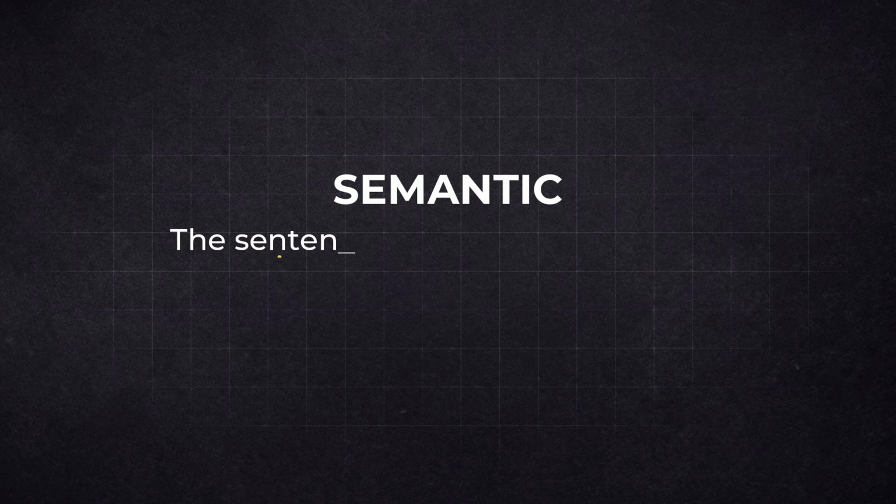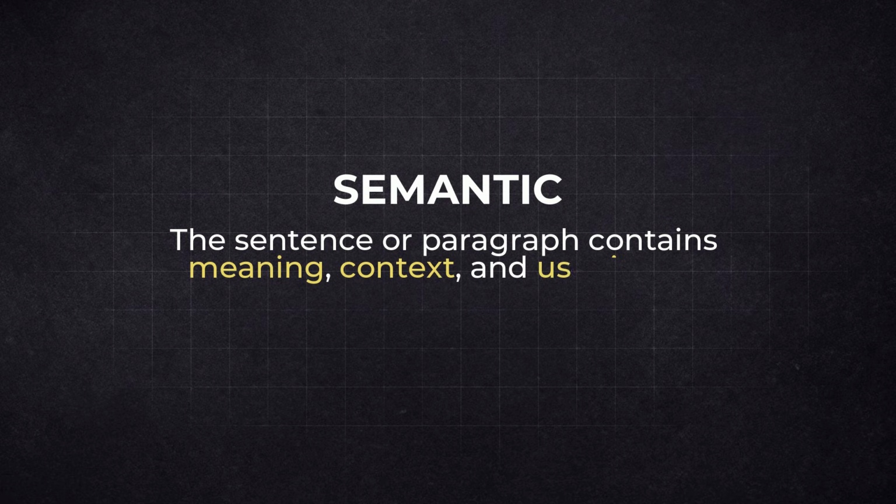Semantics seem like a complex word, but it is simple. It means the sentence or paragraph contains meaning, context, and user intent. So semantic clarity means having clear context and meaning in the sentence. So the next time you add a list, make sure that your introductory paragraph before the list has semantic value.